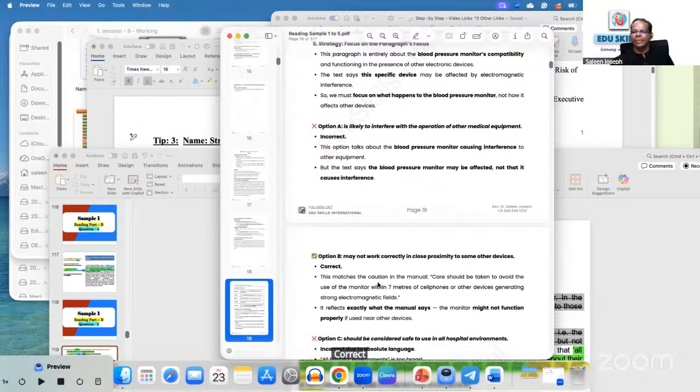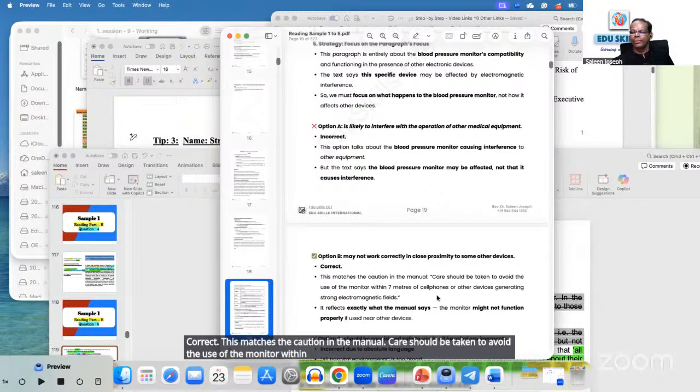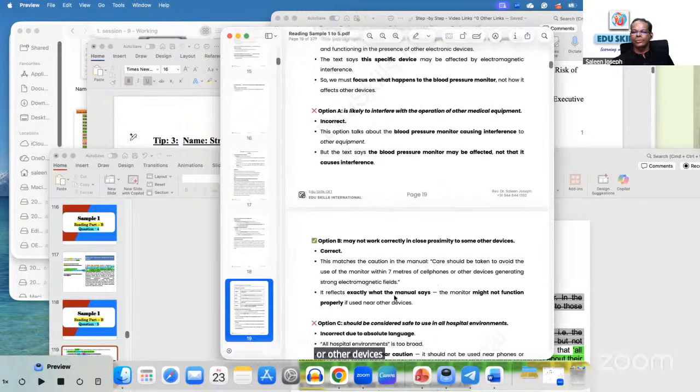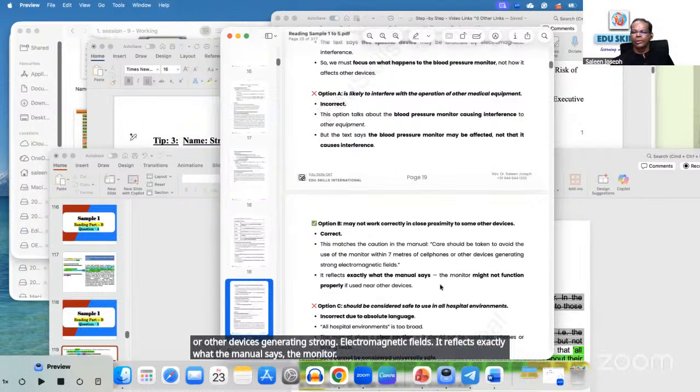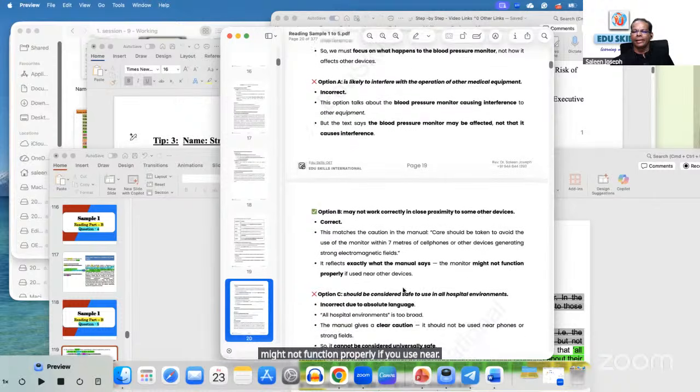Option B: may not work correctly in close proximity to some other devices. Correct. This matches the caution in the manual. Care should be taken to avoid the use of the monitor within 7 meters of cell phones or other devices generating strong electromagnetic fields. It reflects exactly what the manual says. The monitor might not function properly if used near other devices.